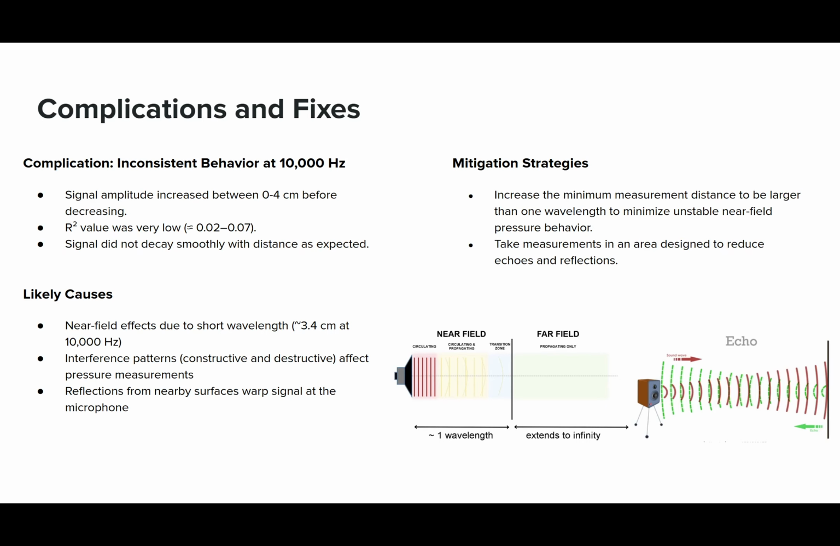These results reinforce that lower frequencies are more stable for measurements in small-scale environments. Some complications. One major complication occurred with the 10,000 Hz tone. Instead of decreasing steadily, the signal increased between 0 and 4 centimeters, then fluctuated. The trend line R squared was very low, indicating poor fit. Possible causes are near-field effects that arise due to short wavelengths. Constructive and destructive interference creates pressure variations that impact measurements, and reflections from nearby surfaces distort the microphone's received signal.